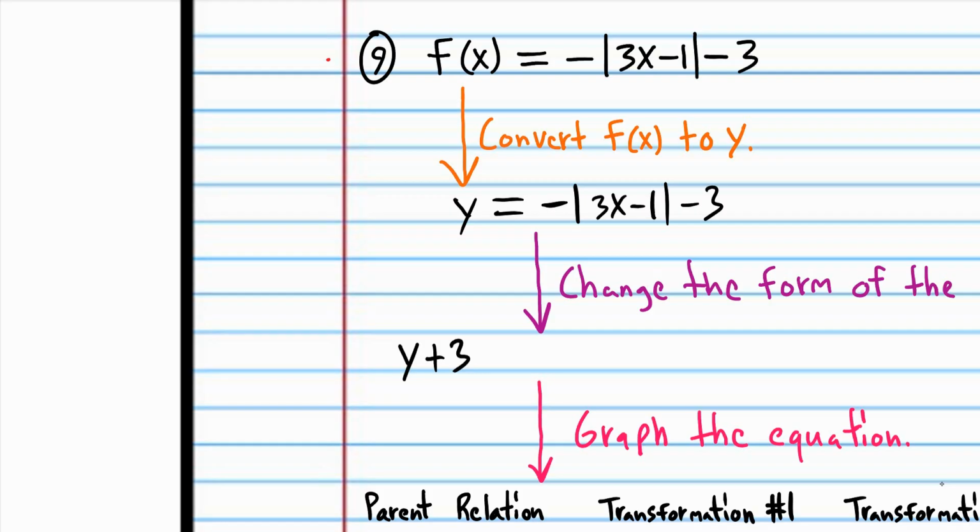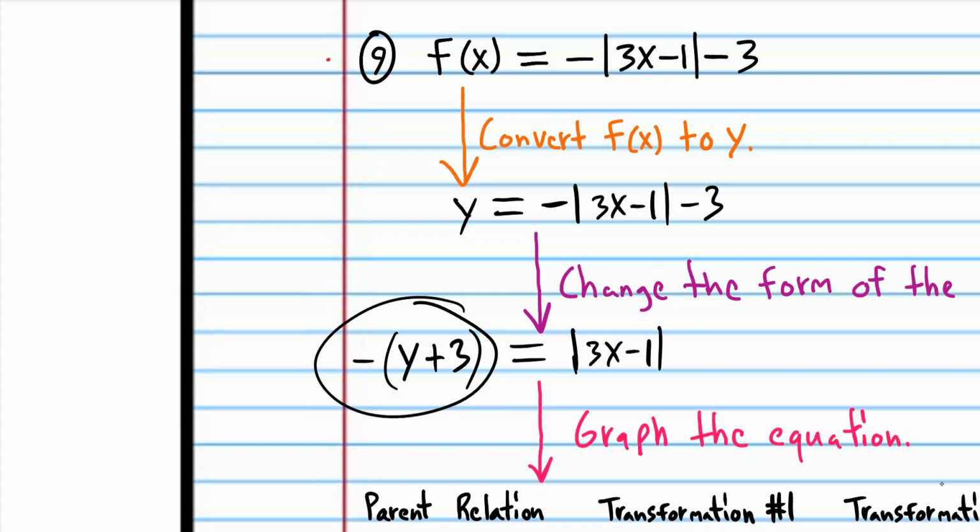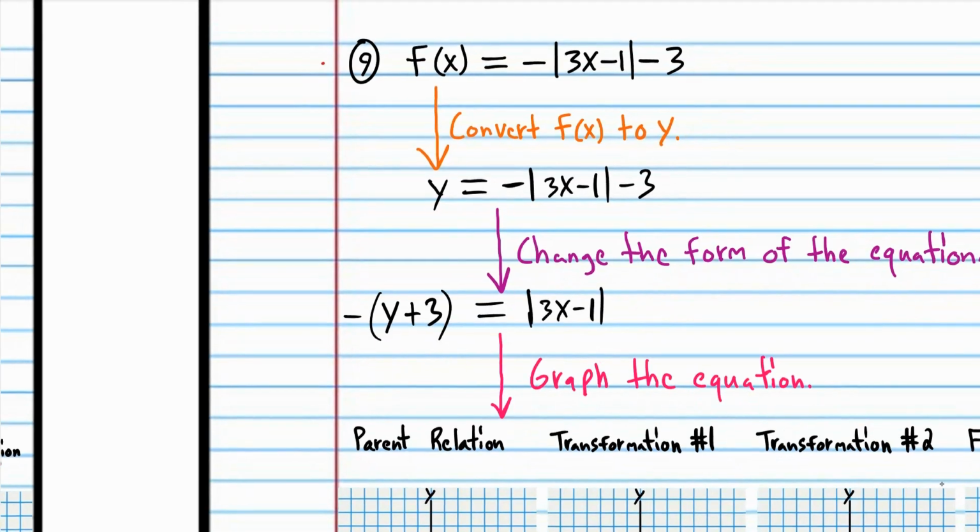So I'm going to add 3 to both sides, and then I'm going to divide both sides by -1. Actually, I'm going to multiply both sides by -1. You'll get the same result, but it's easier to think about multiplication in this case. Now we could distribute this -1 so that we have -y minus 3. That's fine, but I'm just going to leave the negative outside the sum in our notation.